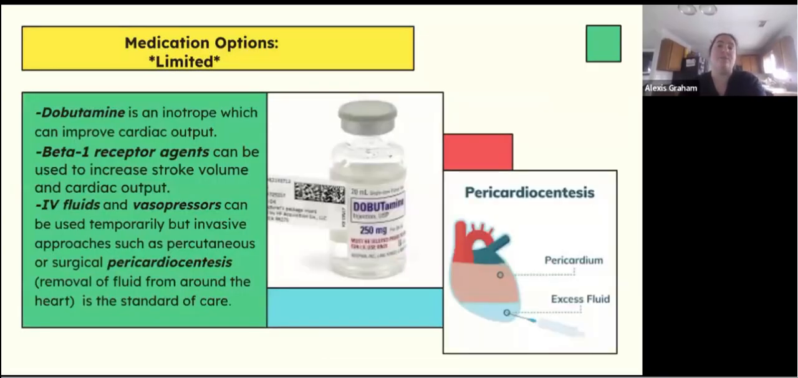So medication options, dobutamine can be used. This is an inotropic agent which can improve the cardiac output. Beta-1 receptor agents can be used to increase stroke volume and cardiac output. And then IV fluids and vasopressors can be used temporarily, but invasive approaches such as percutaneous or surgical pericardiocentesis is the standard of care. So you're going to want to remove that fluid. It is basically one of the first things you're going to want to do.